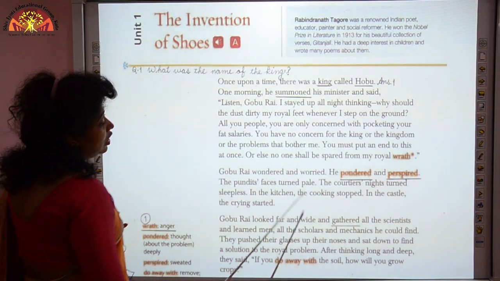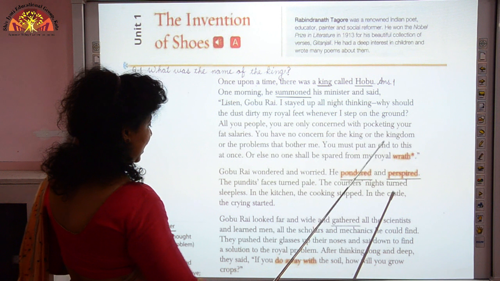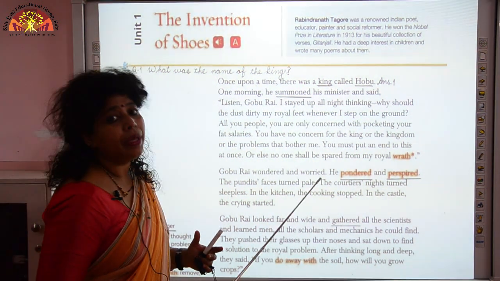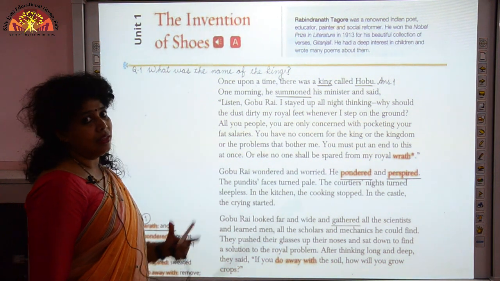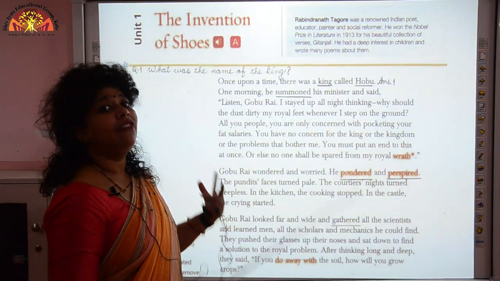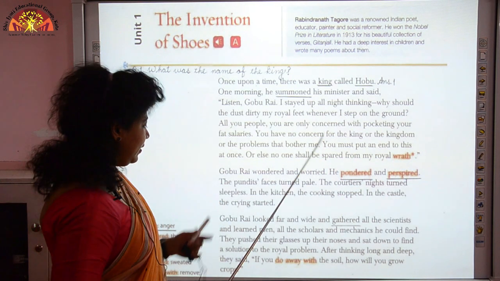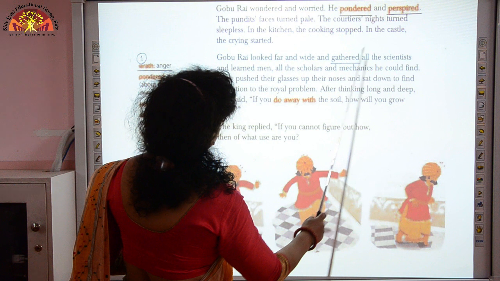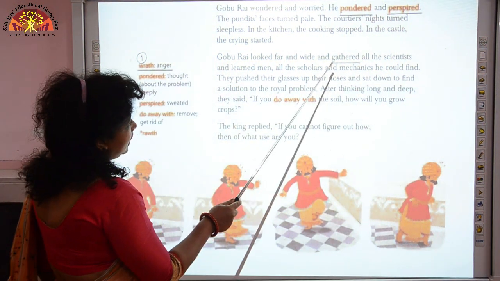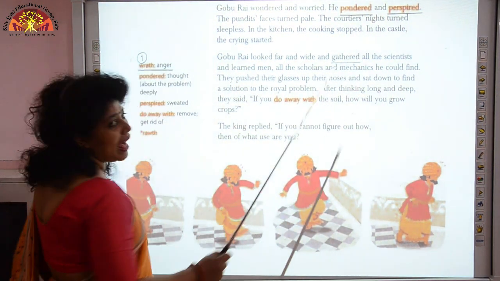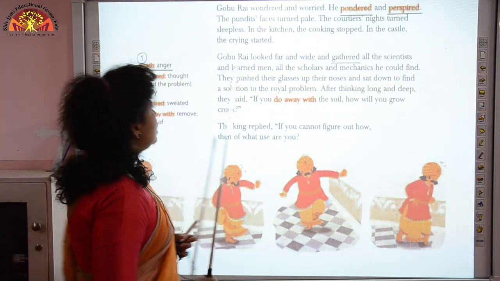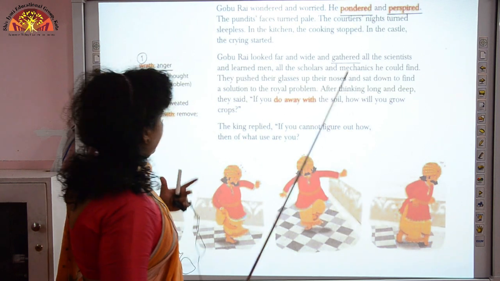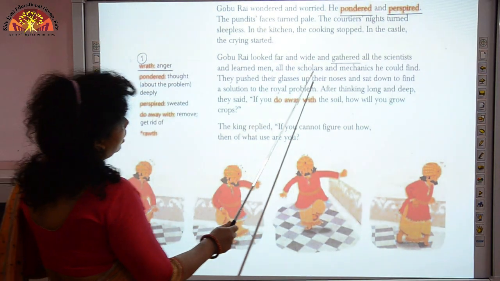In the kitchen, the cooking stopped. In the castle, the crying started. Why did all this happen? Because everyone in his kingdom started fearing the king's anger. Goburai looked far and wide and gathered all the scientists. Please underline your new word, gathered. Gathered means brought together. So he searched far and wide for wise and learned people and all the scholars and mechanics he could find.